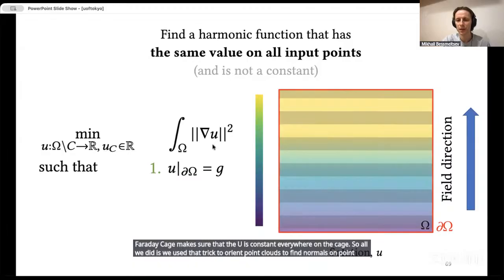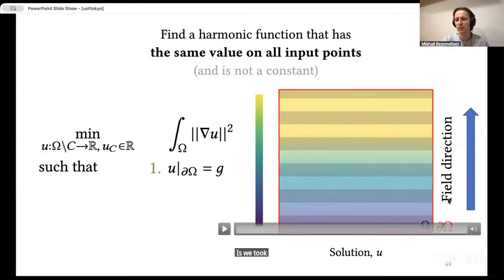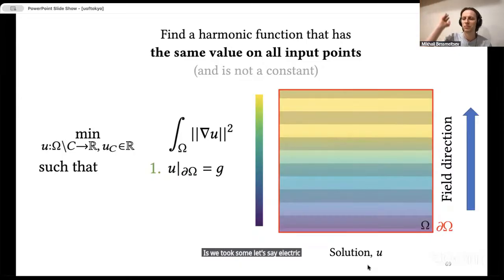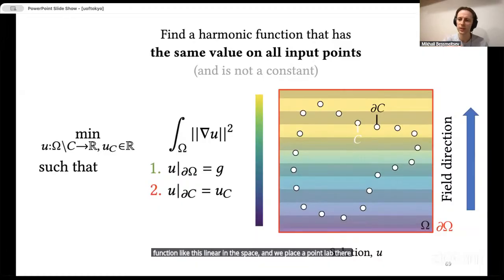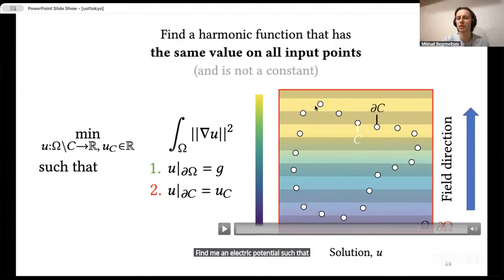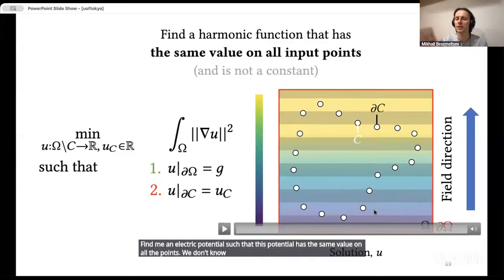So what we did is we took some electric field, some function like this, linear in the space, and we place a point cloud there, right? So a bunch of points. And now we say, okay, find me an electric potential which satisfies the Laplace equation, right? Find me an electric potential such that this potential has the same value on all the points. We don't know this value, but just make sure it's the same value.